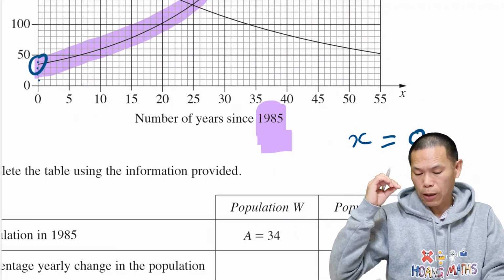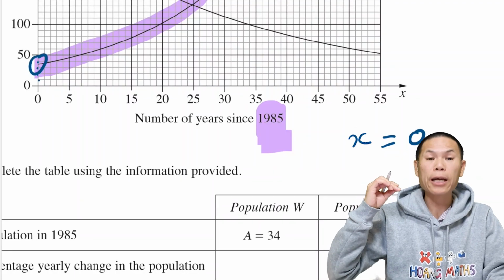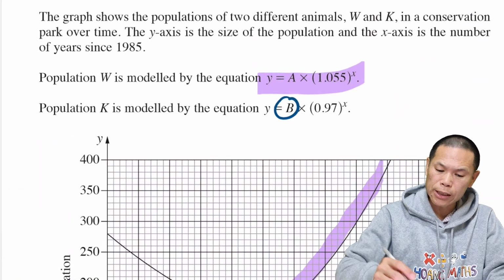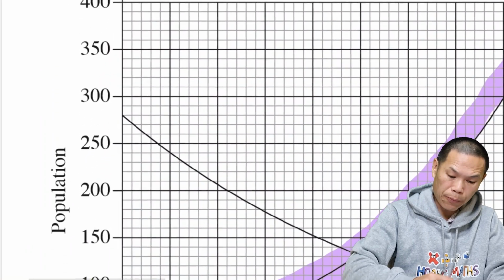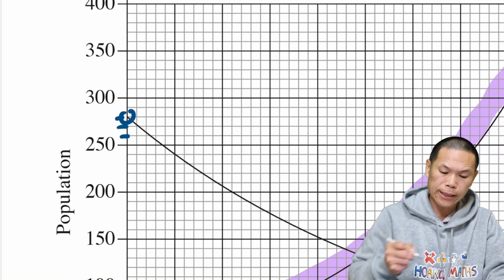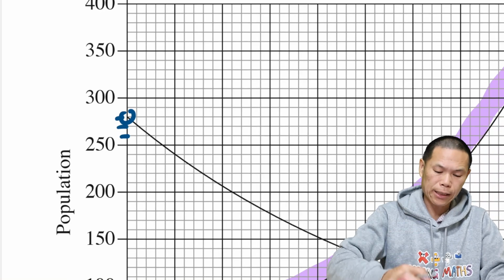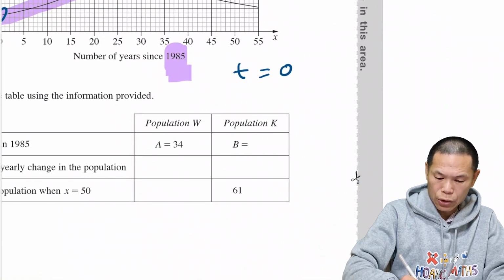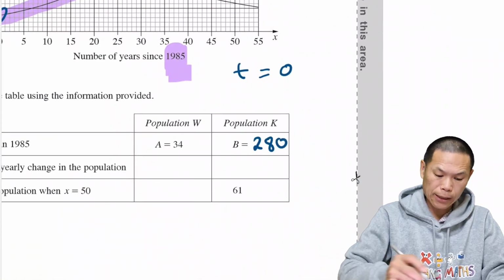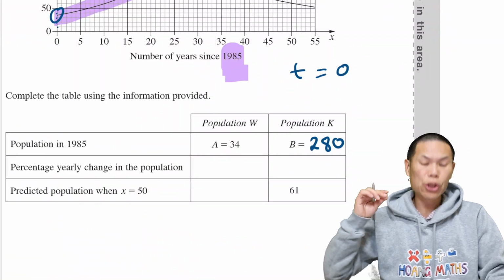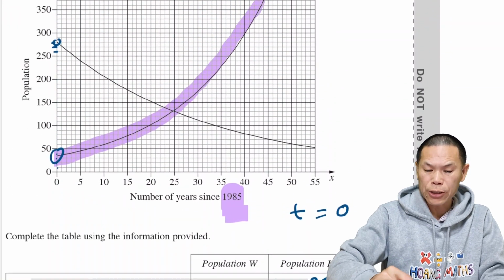We just need to complete populations K. So B is here. Okay, B is when X is 0. So that is here. So we go up by 250, 60, 70, 80. So 280. It goes up by 10. So that is for B. So 280. Now, we need to work out the percentage yearly change for both populations.